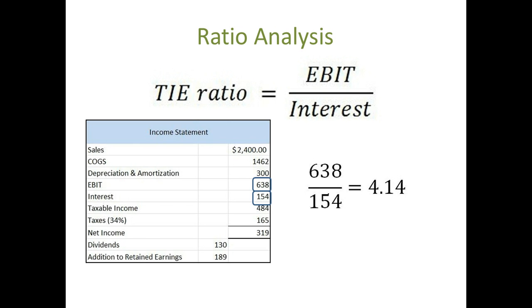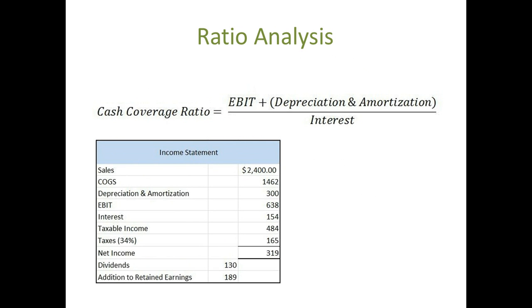The cash coverage ratio. The cash coverage ratio is another measure of how a company can pay its interest. However, unlike the tie ratio, it takes into consideration the fact that depreciation and amortization are non-cash expenses. The cash coverage ratio is defined as earnings before interest and tax plus depreciation and amortization divided by interest. The numerator is earnings before interest and tax, depreciation, and amortization, which is the basic measure of a firm's ability to generate cash from operations.